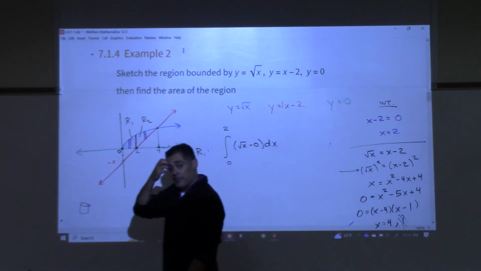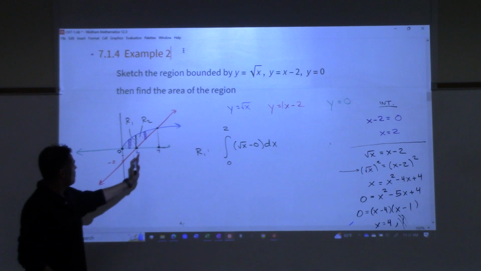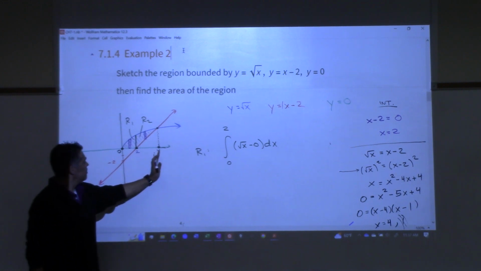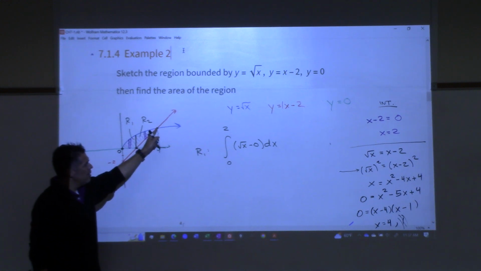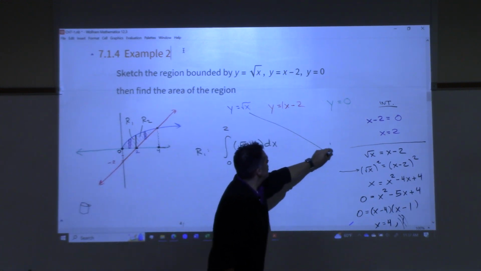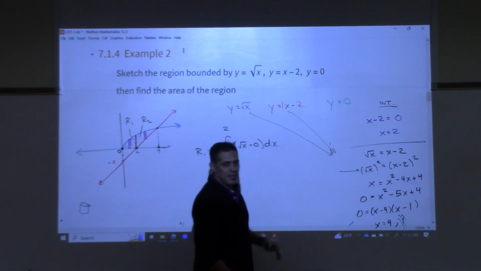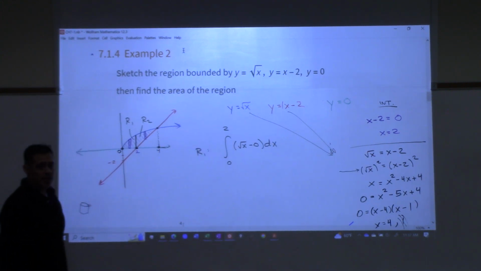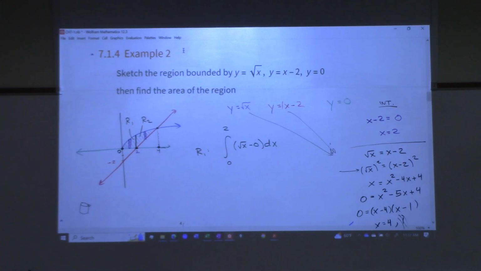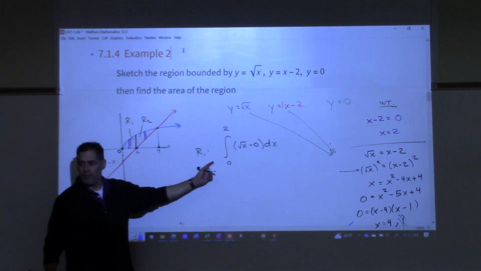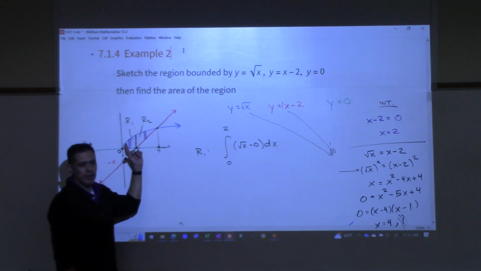Yes? The 4, that's for the red and the blue, right? Yeah, I set these two equal to one another here. The red and the blue, set them equal, and that tells me the x values where they hit each other. Does everyone understand this is the integral for the area of region 1?